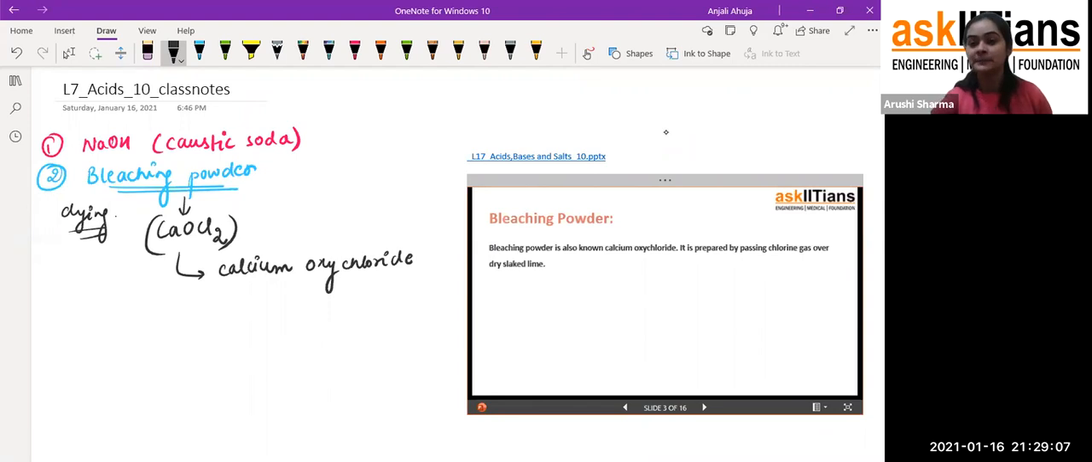And how do we prepare it, students? What is the preparation of bleaching powder? It is very simple: we pass chlorine gas over dry slaked lime. Do you know what slaked lime is? Slaked lime is calcium hydroxide. This is the slaked lime.